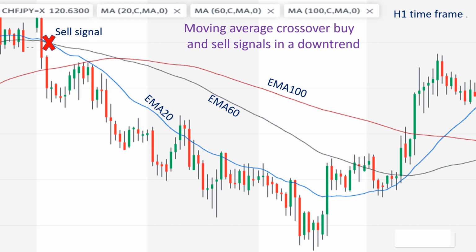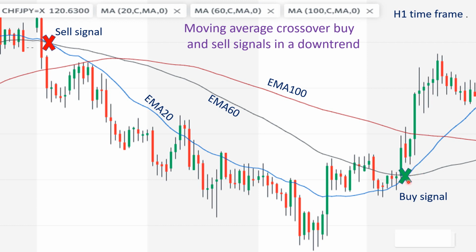Now, if the shorter or the faster moving average, this is the fast moving average, crosses the slow moving average while going upward, and the price stays above this EMA 100, which is above this EMA 100 from this place onward, then it generates a buy signal. So you can enter the market here.